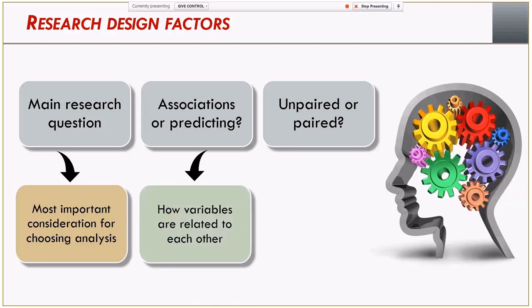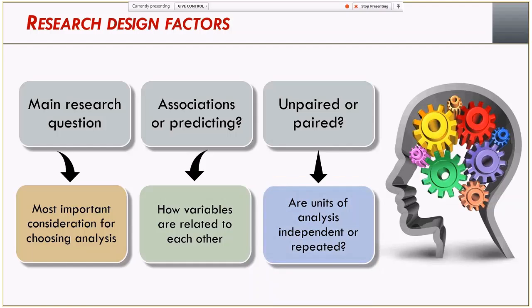Another distinction is, are you interested in associations or predictions? So are you interested in how variables are related to each other? That is a very important consideration as well, because when you're interested in relationships between variables, that points to specific classes of analyses.